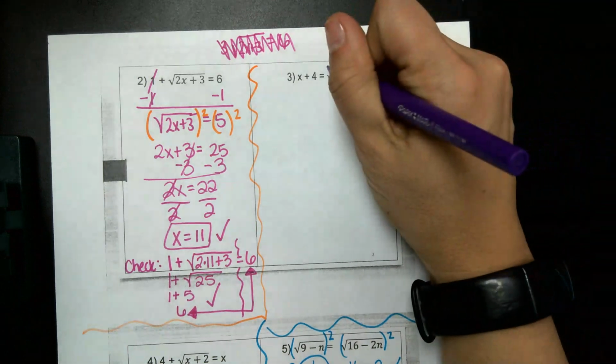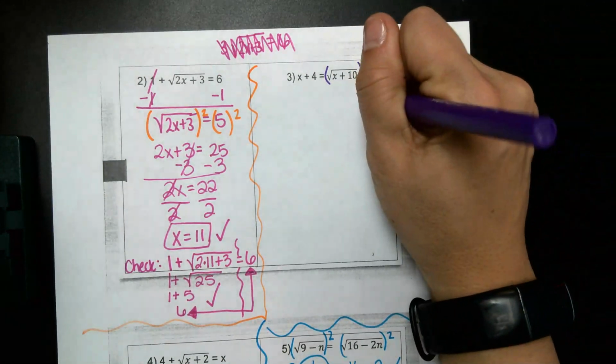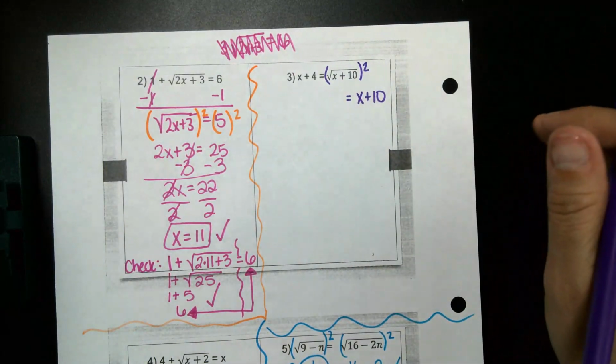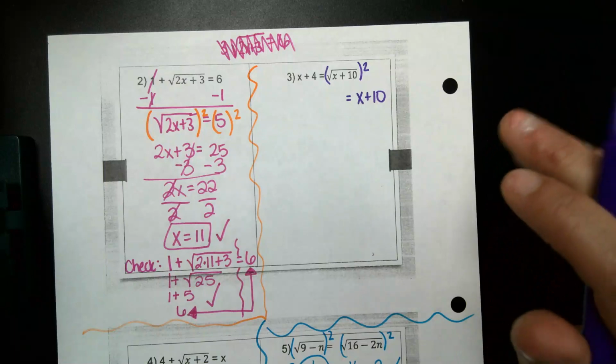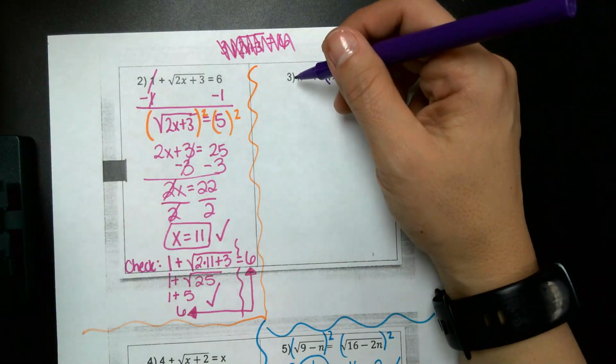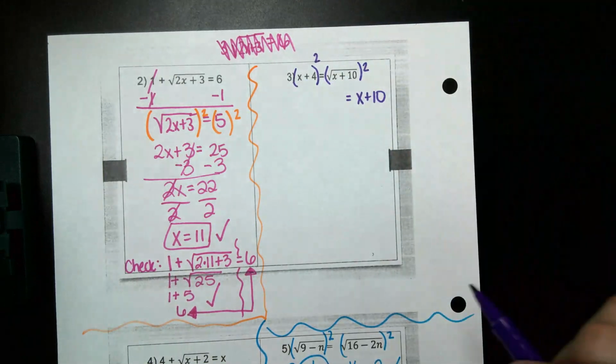So look, the right side is not the issue. Squaring a square root is just going to get rid of the symbol. I'm not worried about that side. What I'm concerned with is the left side. Because if I need to square this whole thing, I would have to put parentheses around x plus 4 and raise it to the second power.